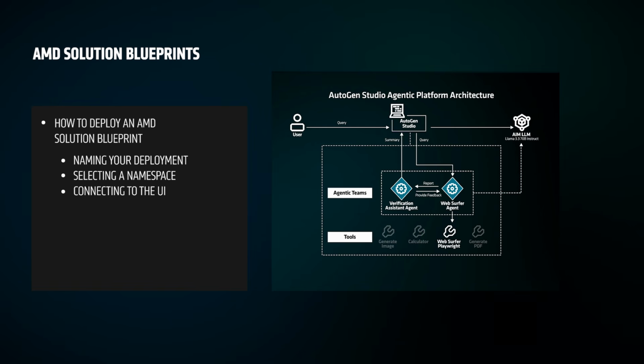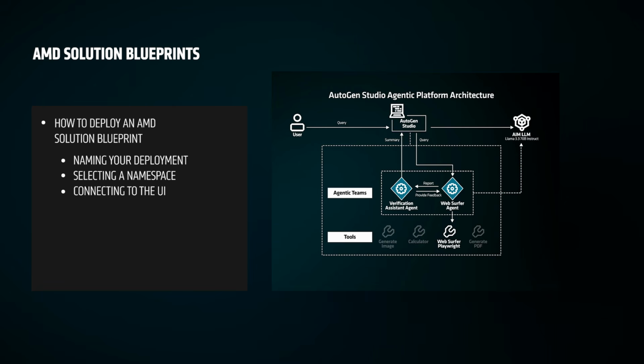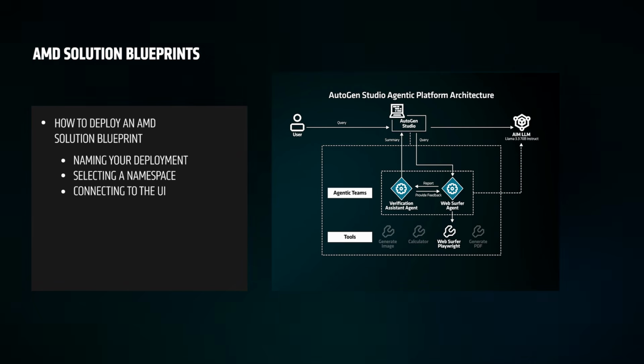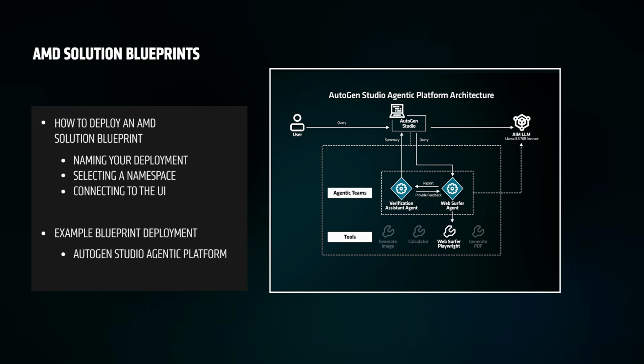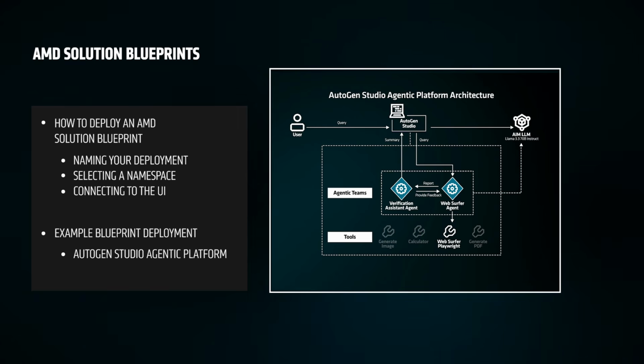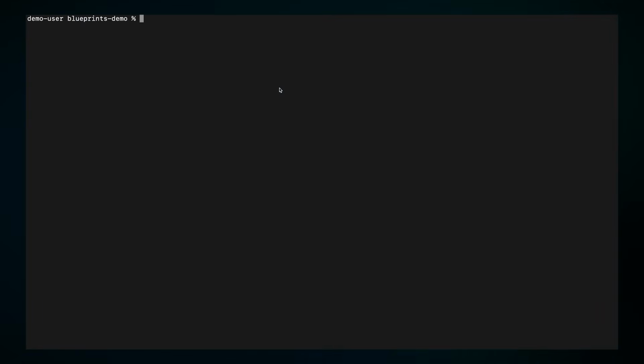This demo will show you how to deploy a Solution Blueprint, how to name your deployment, how to select a namespace and chart, and how to connect to the UI. To illustrate the deployment, we will deploy the Solution Blueprint for AutoGen Studio Agentic Platform. Let's take a look at how it works. Open a terminal on your local machine and ensure you have access to your cluster.